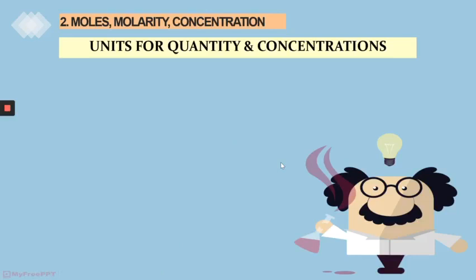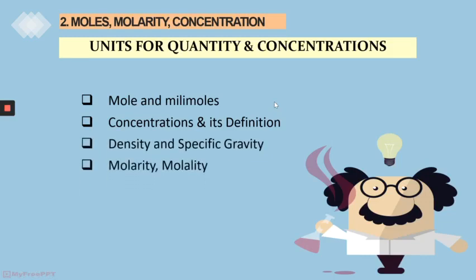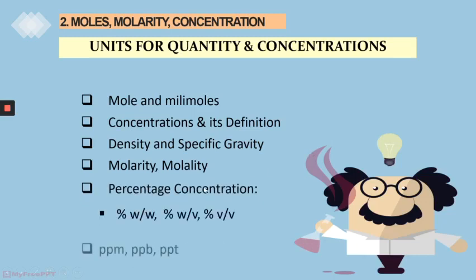So firstly, look at the topic number 2, which is mole, molarity and concentration. So we will discuss the unit for quantity and concentration. We will discuss mole and millimoles, concentration and its definition, density and specific gravity, molarity and molality, percentage concentration in terms of percent weight, percent weight per volume, and percent volume per volume. And then we will discuss the concentration in terms of ppm, ppb, and ppt.